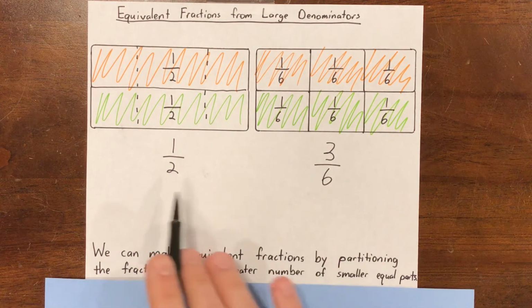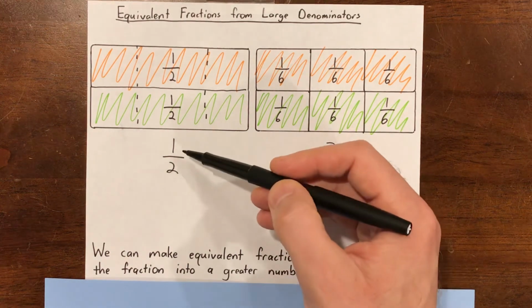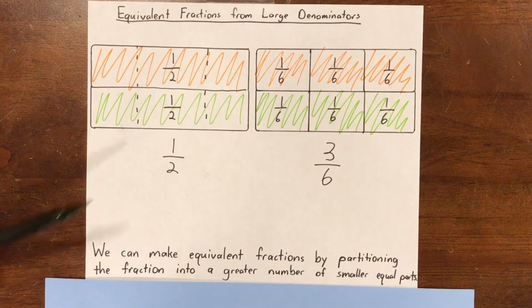So look at these two fractions. We know they're equal, but what happened to the numerator and the denominator when we went from 1/2 to 3/6? Say it out loud. Right. The numerator increased to represent the new number of parts that we're referring to. And the denominator increased to represent the new number of parts in one whole. And what's interesting is we can actually show this with multiplication.